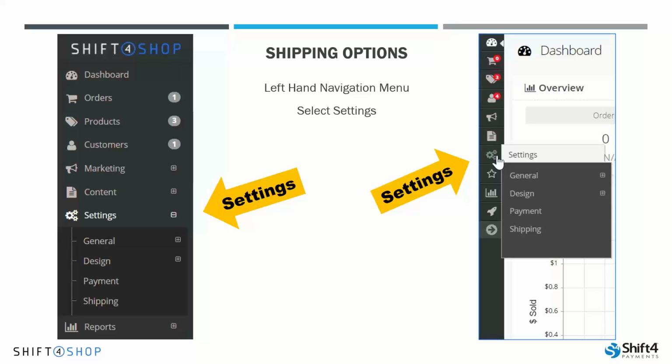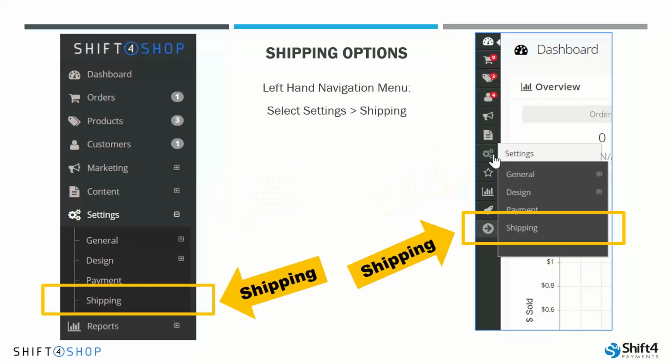What we want to do now to get to our shipping options, we'll select settings. We can do that by simply clicking on the settings line or that little plus and expanding the category if our left-hand navigation menu is fully expanded. Or if it's the narrow version, we can hover over the icons and that will populate the information off to the right. So either way, we're going to select settings, and from settings, shipping.